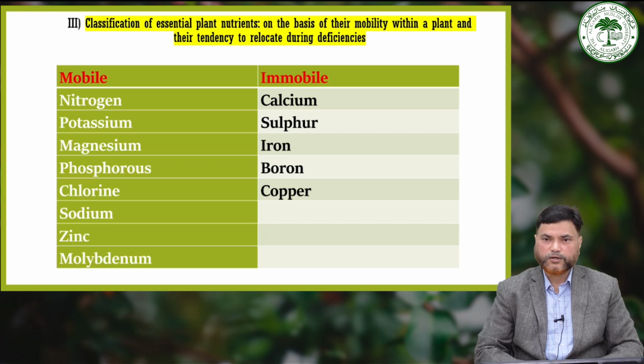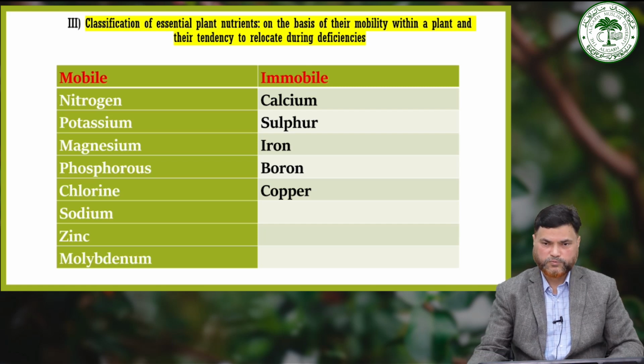As far as mobile elements are concerned, they are transported by the plant's vascular system, allowing for redistribution from older to younger tissues as required. Basically, this mobility enables the plant to prioritize the allocation of nutrients, ensuring the essential functions are maintained even under varying environmental conditions. So you see that the deficiency symptoms appear first in older leaves when nutrient reserves are depleted to support the growth and development of new tissues.